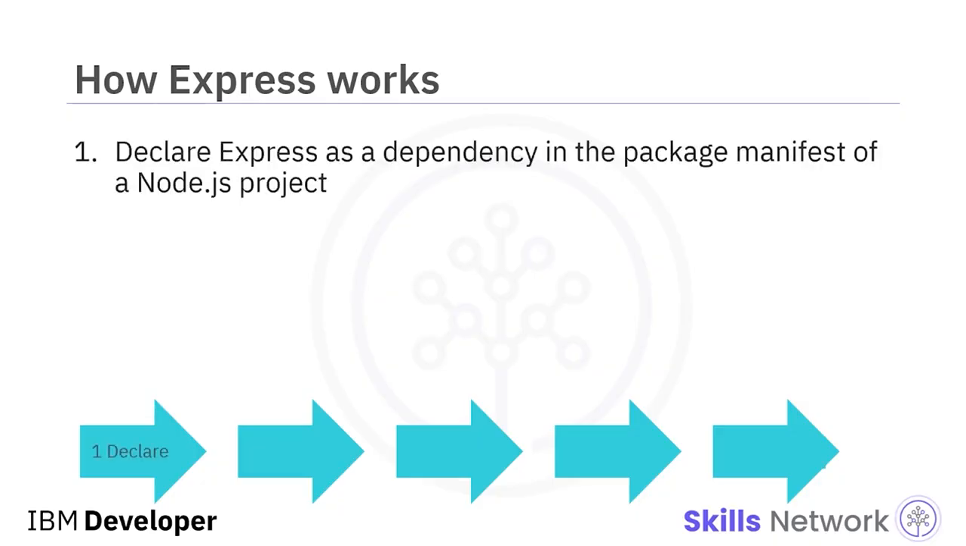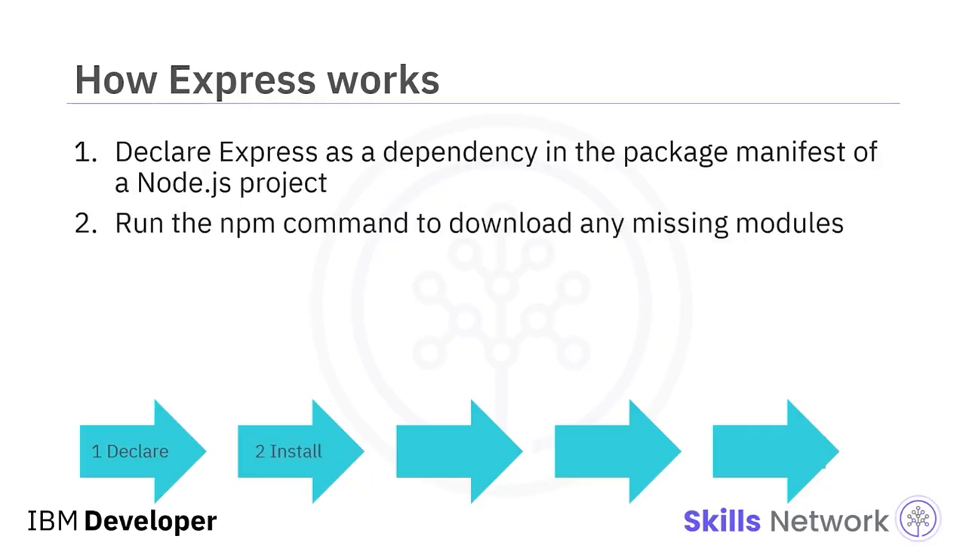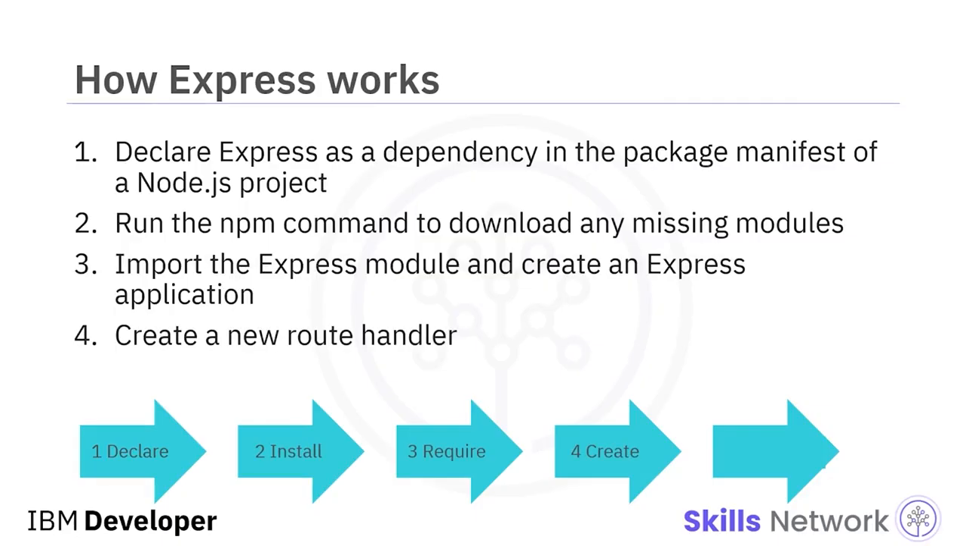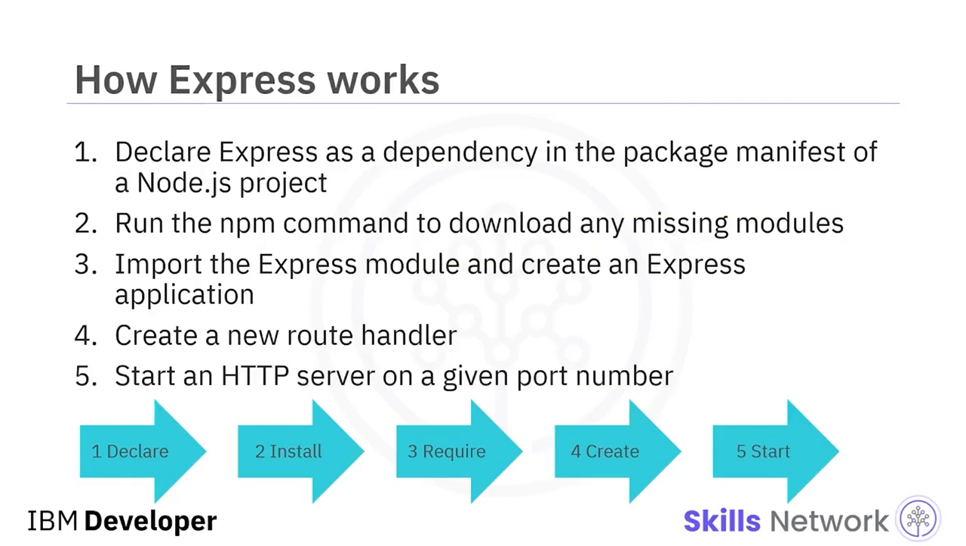1. Declare Express as a dependency in the package manifest of your Node.js project. 2. Run the npm command to download any missing modules. 3. Import the Express module and create an Express application. 4. Create a new route handler. And 5. Start a Hypertext Transfer Protocol HTTP server on a given port number.